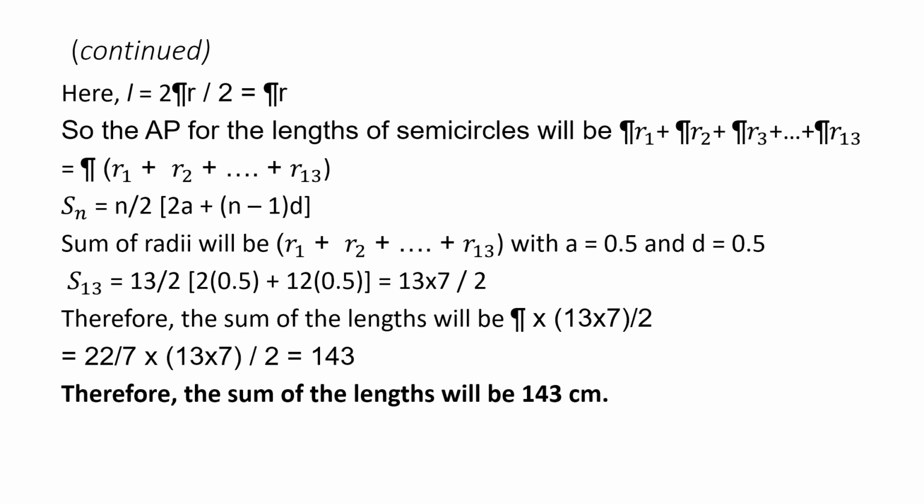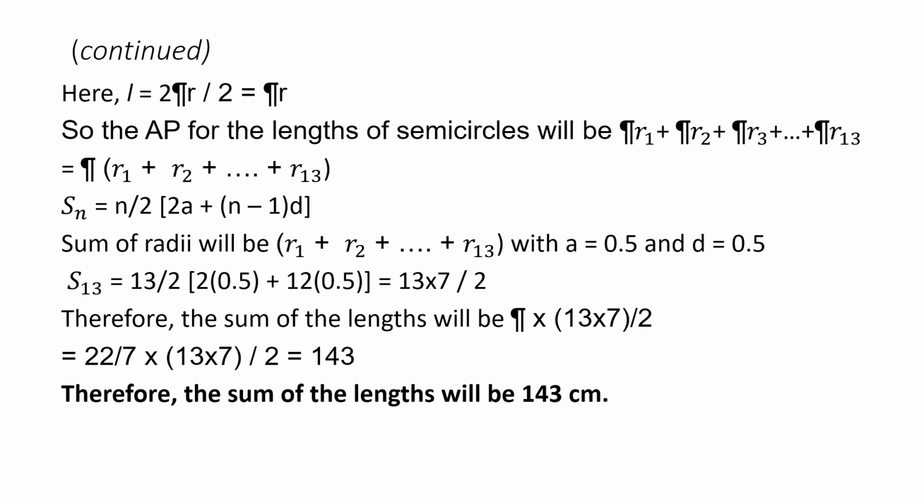So the sum of the lengths of the semicircles would be pi r1 plus pi r2 up to pi r13, which is equal to, taking pi common, pi into (r1 plus r2 plus up till r13). We know the formula for the sum of n terms is n by 2 into (2a plus (n minus 1) into d).